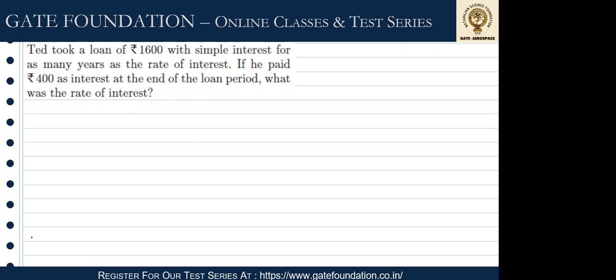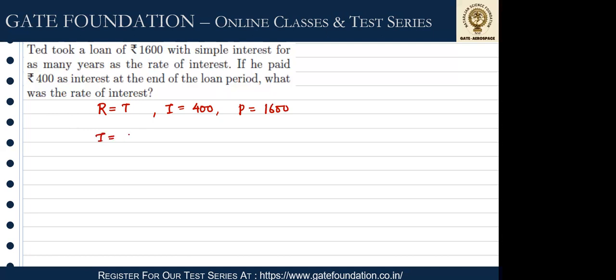Ted took a loan of 1600 with simple interest for as many years as the rate of interest. So basically, it has been given that R is equal to T. If he paid 400 as interest at the end of the loan period, what was the rate of interest? So we have the value of interest I, which is 400. We have the value of principal amount as well, because a loan of 1600 was taken, so 1600 will be your principal amount.